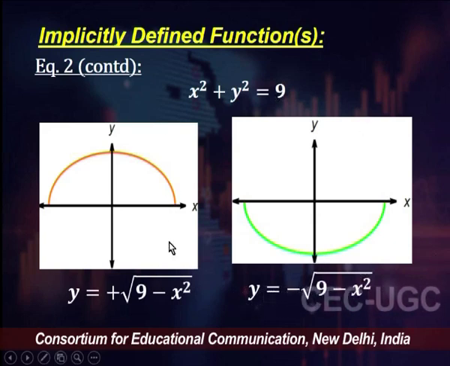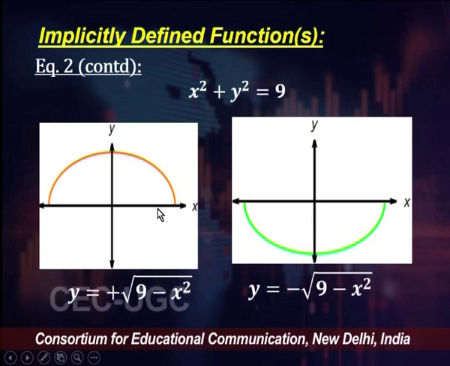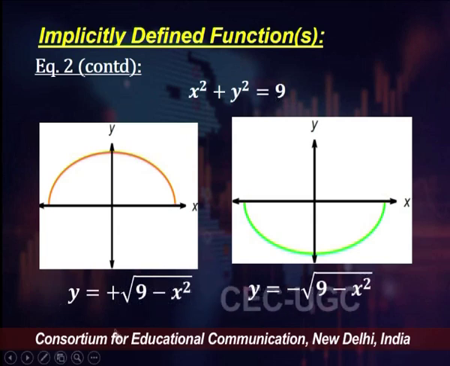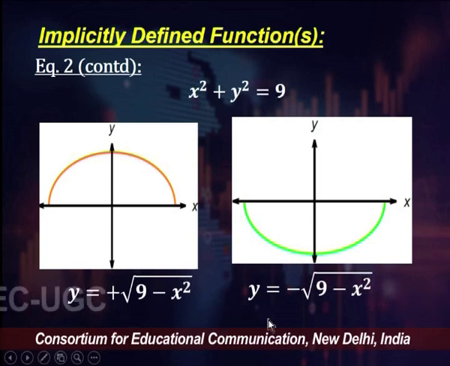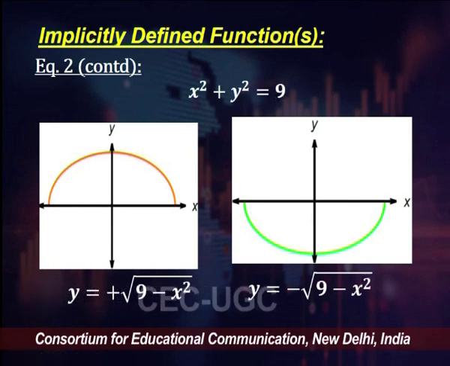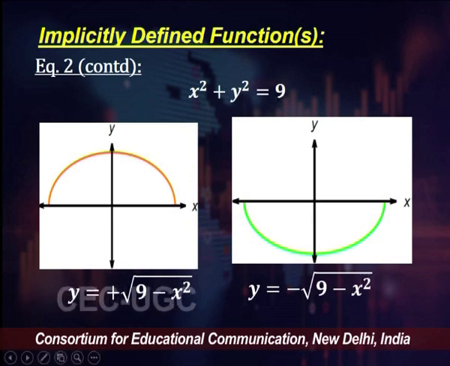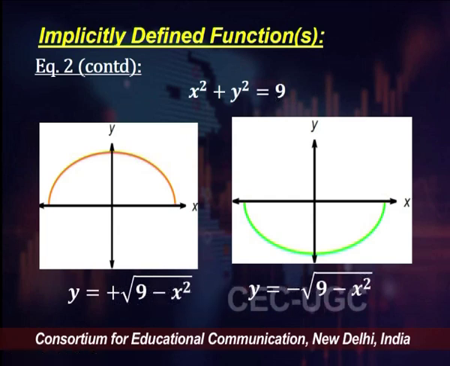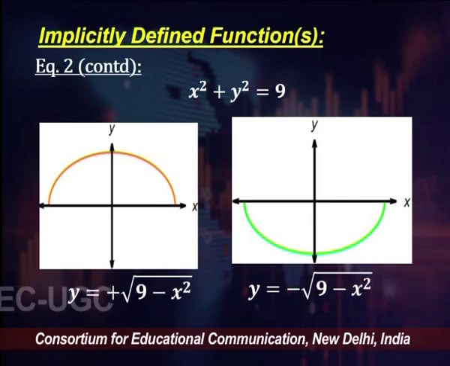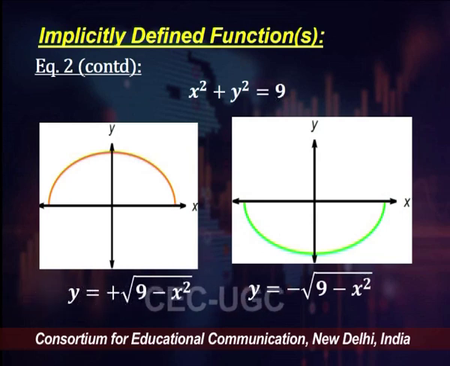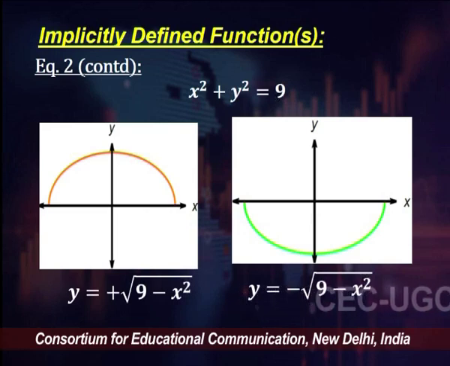And here we can divide it into two parts. One is the upper semicircle, which represents the graph of the function y equal to plus square root of 9 minus x squared. And the second part is the lower semicircle, which is representative of the function y equal to minus square root of 9 minus x squared. So even though the equation x squared plus y squared equal to 9 as such does not give us a function, we can always describe it in terms of two differentiable functions, and then we can use either one of these.